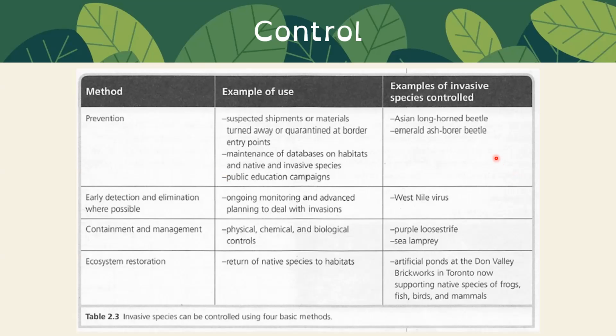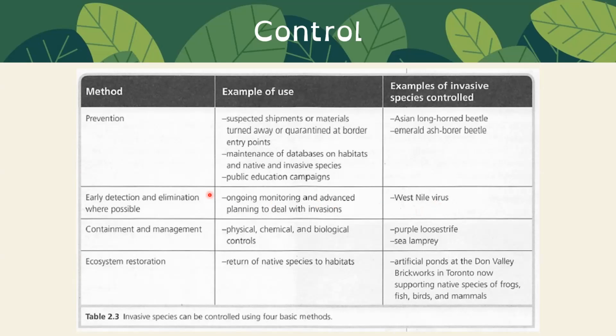So two examples of how invasive species have been controlled using prevention are the Asian longhorn beetle and the emerald ash borer beetle. So then the second step is, if prevention doesn't work, then early detection and elimination where possible. So examples of how this is used is, again, having ongoing monitoring and advanced planning to deal with invasions. So having a plan, not only detecting it early, but having a plan for how you're going to deal with it.